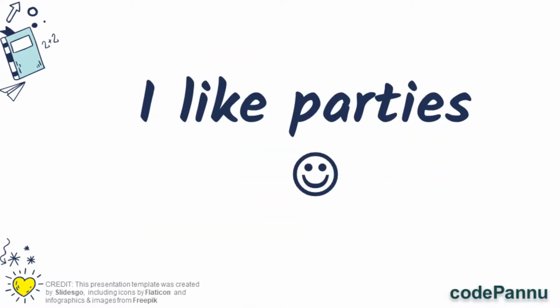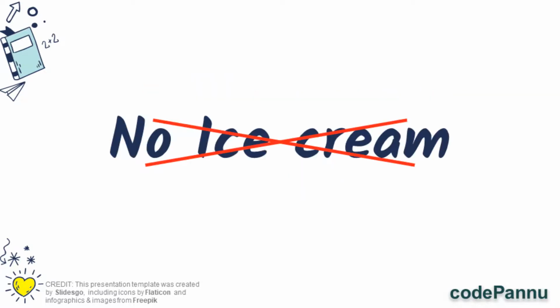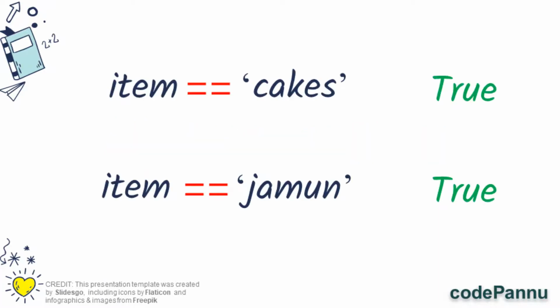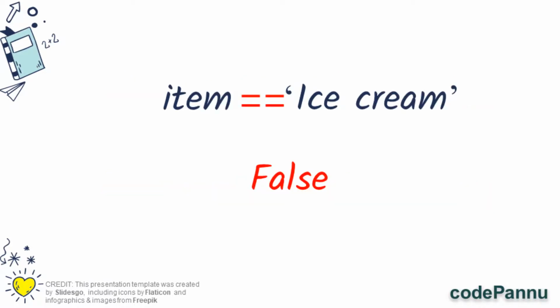I like such parties. So if we have to write a condition so that we can avoid eating ice cream, we can write in two ways. We can write item equal to cakes. So this should give a condition as the output as true, which means you can eat cake. If item equal to biscuits, again you should get the output true because you can eat it. If item is equal to chips, then again you can eat it. So the output should be true. And finally, if item is equal to ice cream, we should get the output as false because you should not eat it.